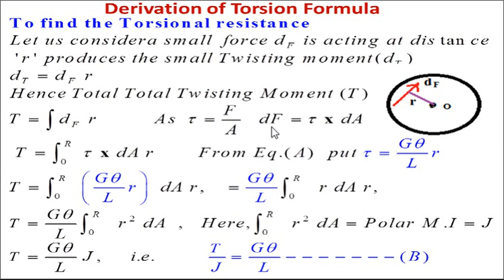As the force is small, very small, so I will write dF is equal to tau into dA. Okay. So here in this equation, instead of dF, you put this particular term. In the equation, there is a dF into r. So instead of dF, you use tau into dA. So I have used tau into dA into r. Okay. And from equation 1, you know that tau is equal to G theta by L into r. So put this instead of this tau, you can use this particular term from equation 1.